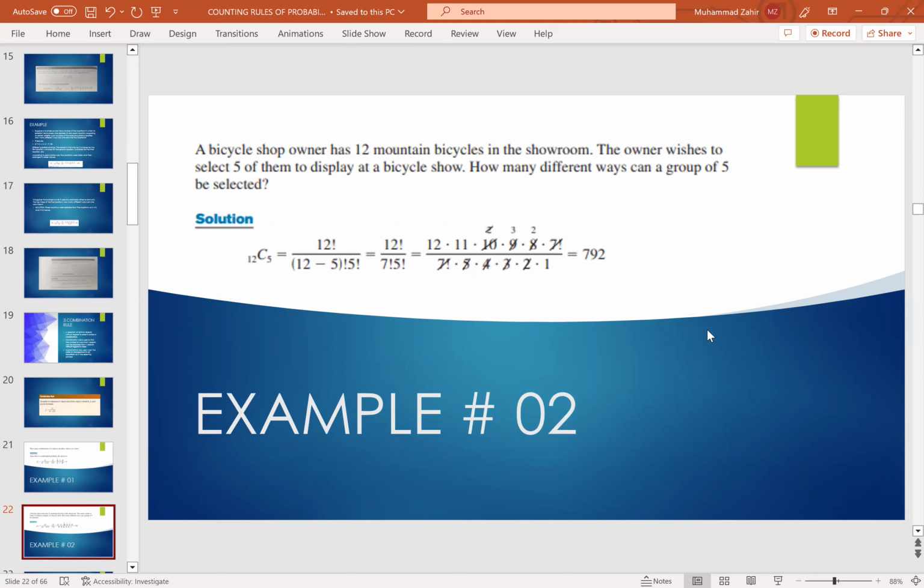Another example: a bicycle shop owner has 12 mountain bicycles in the showroom. The owner wishes to select 5 of them to display at a bicycle show. How many different ways can a group of 5 be selected? Again putting in the formula and the values, there are 792 different ways.